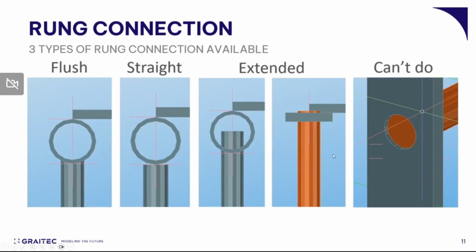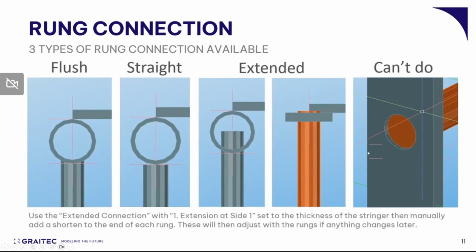What you need to do is create that result manually. So if you set the extension on side 1, which is how much you add to the length of the rung, to equal the thickness of the stringer, then that will put a hole all the way through the stringer with the rung ending flush on the outside. Then you can add a manual shorten to each end of the rung just by 2 or 3 mil or whatever, so that it sits as a recess. And then you can copy that, shorten around to the other rungs you need.